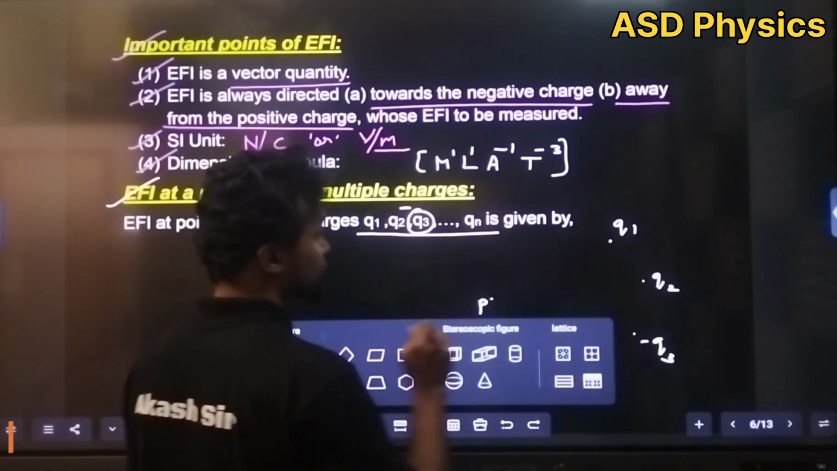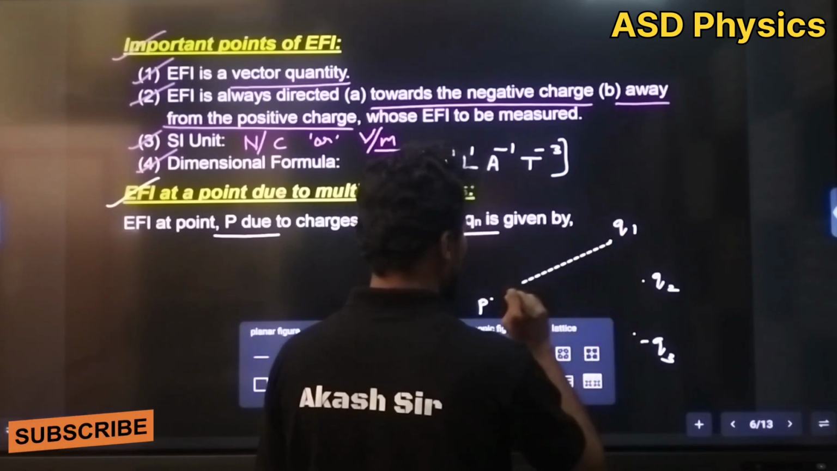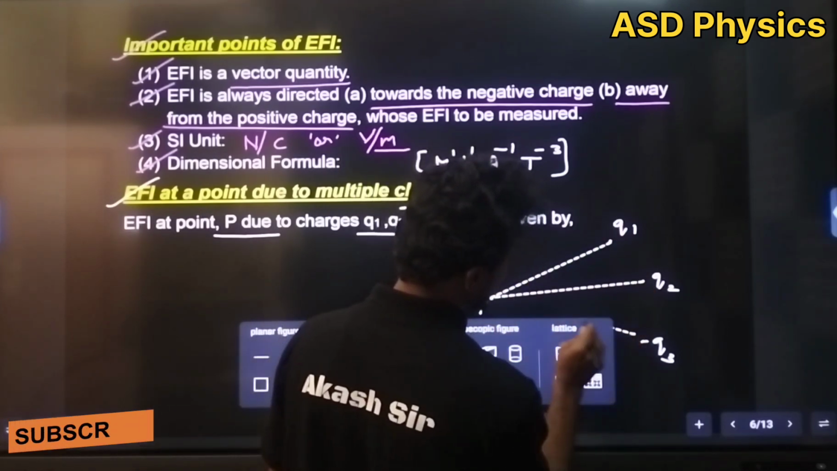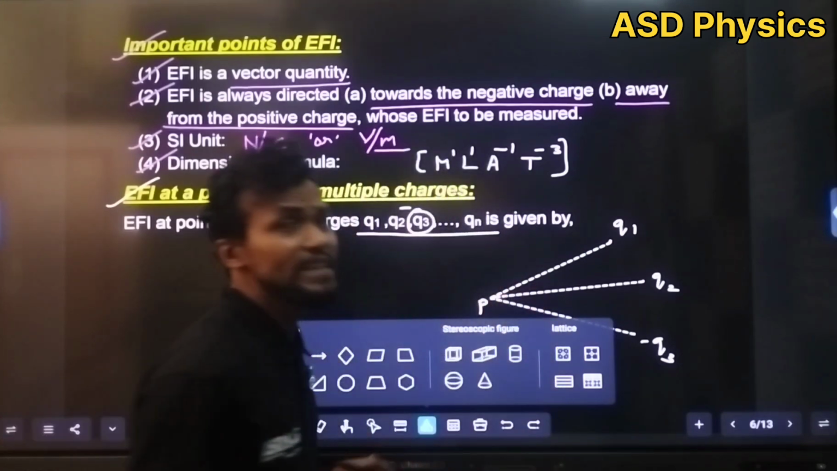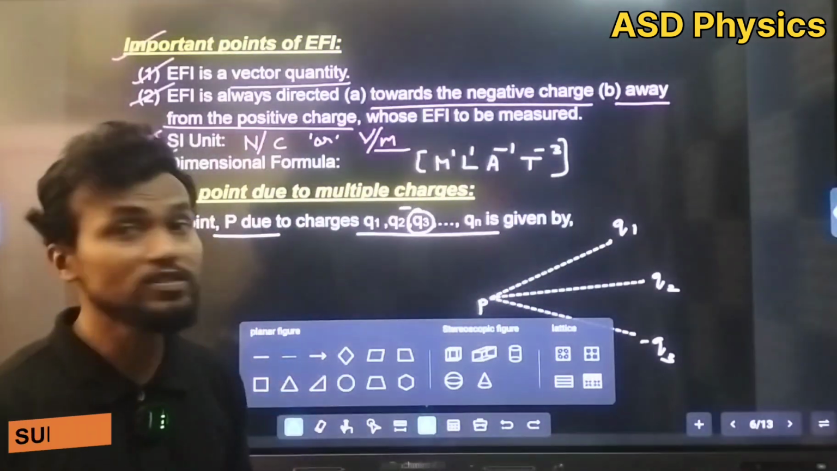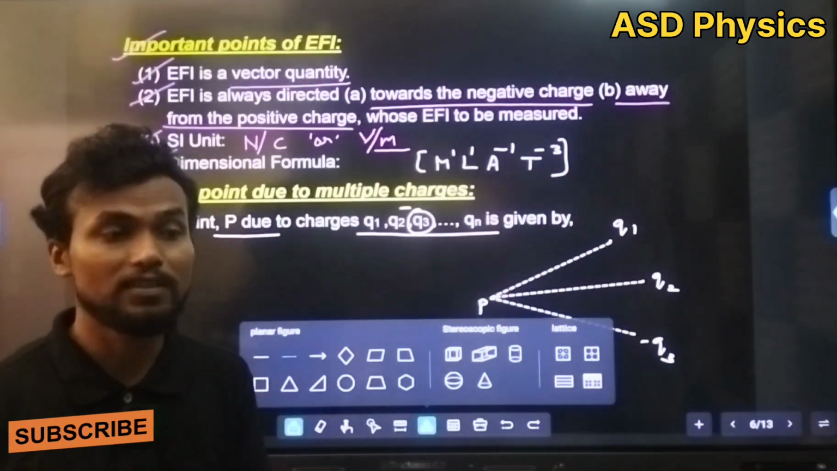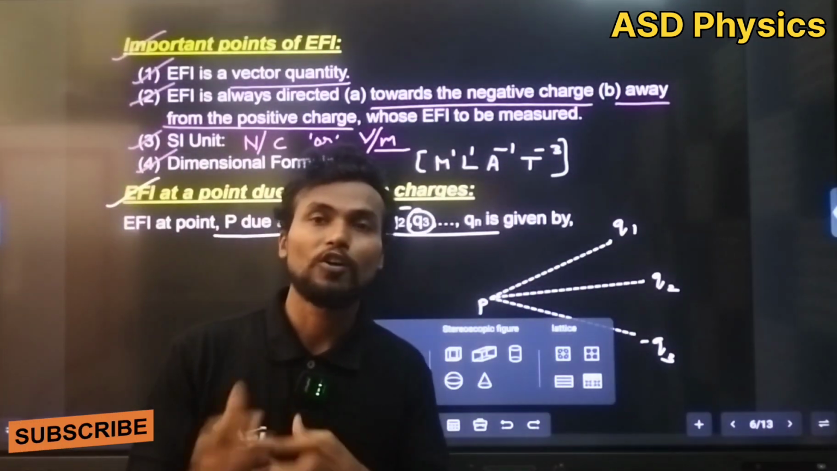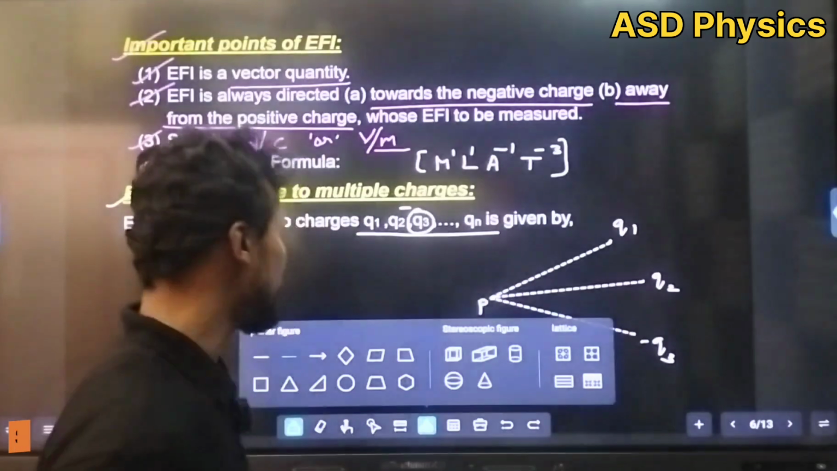Now from Q1 to P we will draw, Q2 to P we will draw. Why are we drawing all these lines? Because electric field lines or forces, whether it is the electric field or the electrostatic force, all are following which concept? The central force concept. They are central.